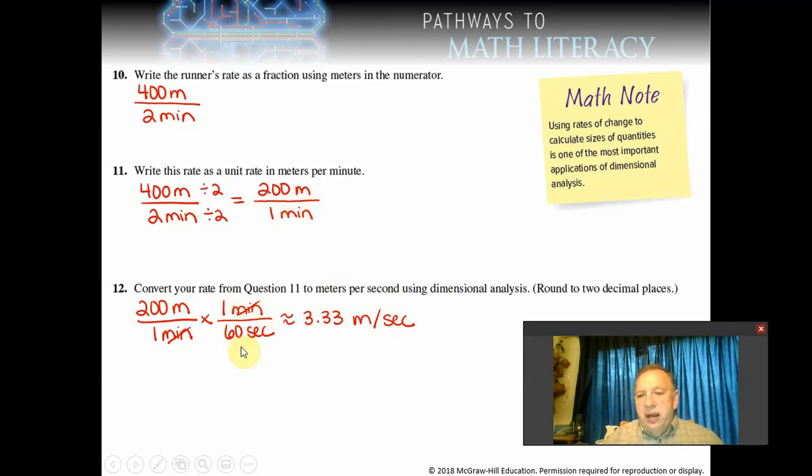So I'm going to use my equivalent conversion factors. I want the minutes to cancel out, and I want seconds to be on the bottom. So I know 1 minute is the same thing as 60 seconds, so these are equivalents. Minutes cancel, and this gets replaced by the second. So 200 divided by 60 is 3.33 meters per second.